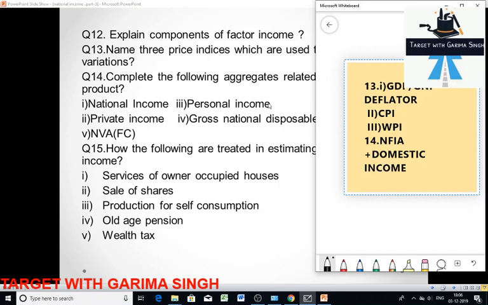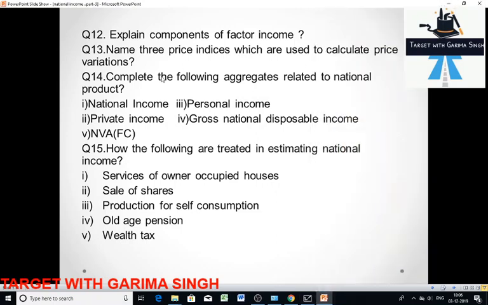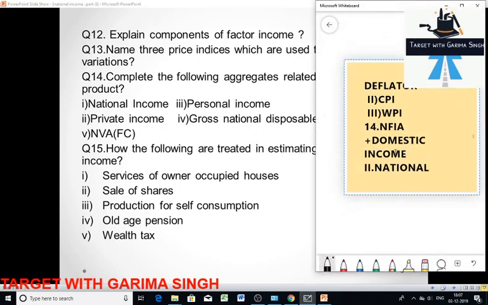Now we move on to question number 14. Complete the following aggregates related to national product. National income: you have to write its formula. National income, how do you get it? When NFIA is added in domestic income. Net factor income from abroad is added in domestic income, then we get national income.